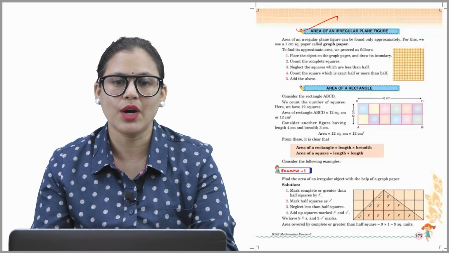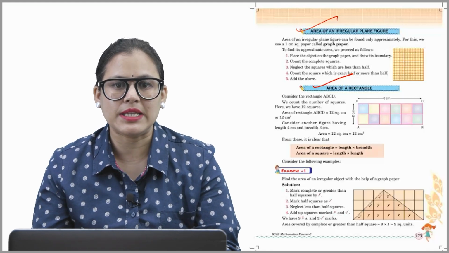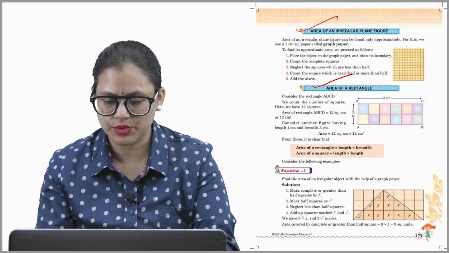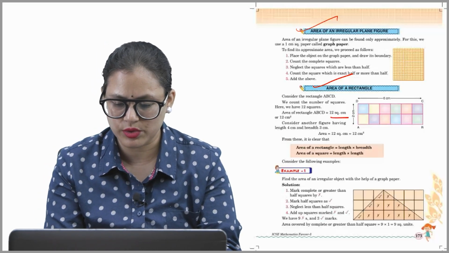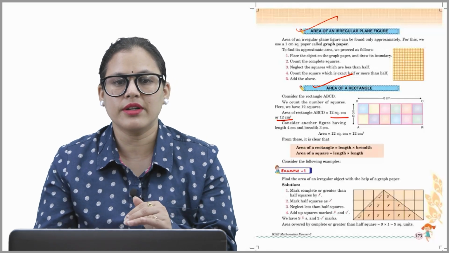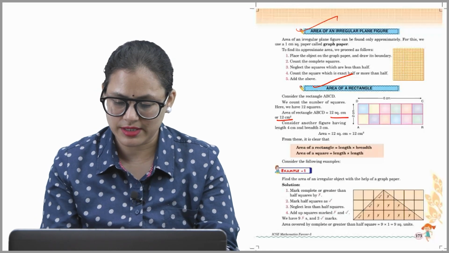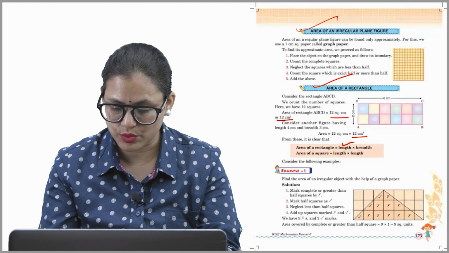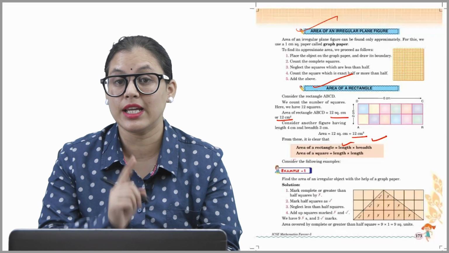Now, area of rectangle. Consider the rectangle ABCD. We count the number of squares. Here we have 12 squares. 1, 2, 3, 4, 5, 6, 7, 8, 9, 10, 11, 12. So the area of rectangle ABCD is 12 square centimeter. Consider another figure having length 4 centimeter and breadth 3 centimeter. Then area is also 12 centimeter square. So from these it is clear that area of rectangle is length into breadth and area of a square is side into side, that is length into length, no breadth.